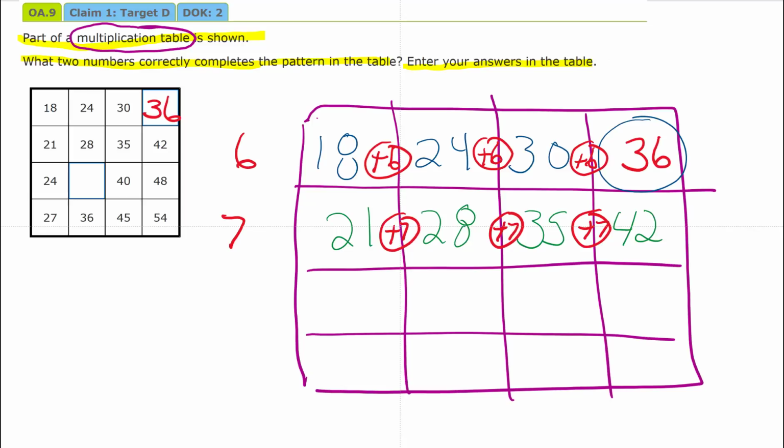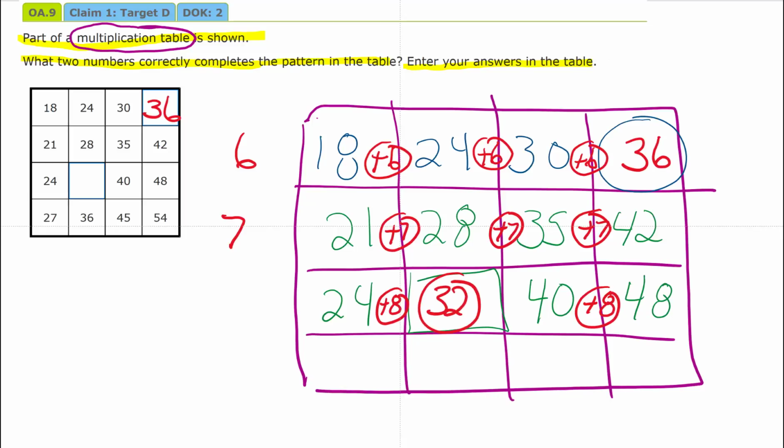Now taking a look at the third row, which has the other blank, has 24. We're going to skip this for now, and go to 40 and then 48. When we look at the difference between 40 and 48, this one's growing by 8. So if that's growing by 8, that means that 24 plus 8 will be the next number, and 24 plus 8 is 32. And just to check it, 32 plus 8 equals 40. So we know that 32 is a good answer, and this would be our 8s row.